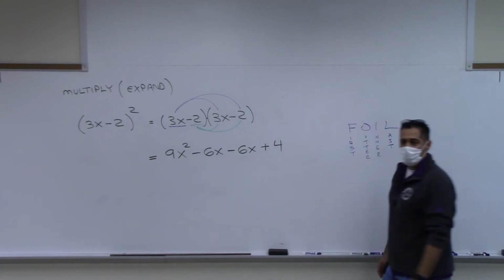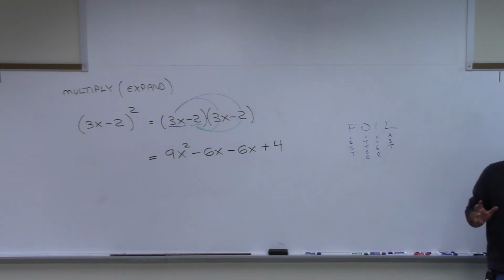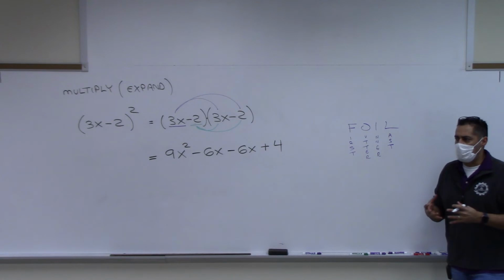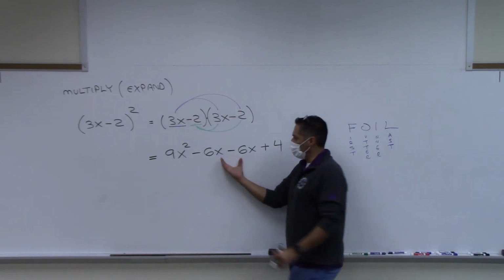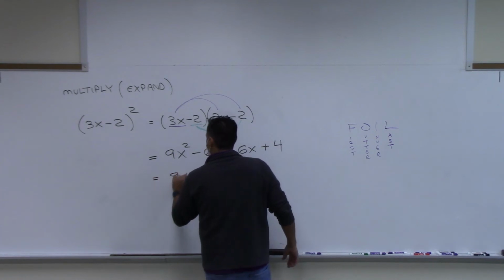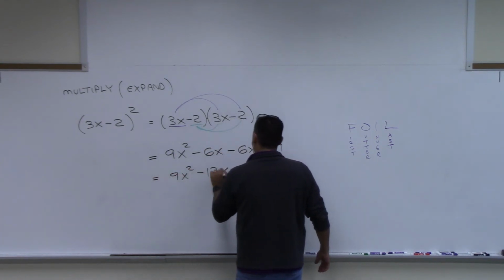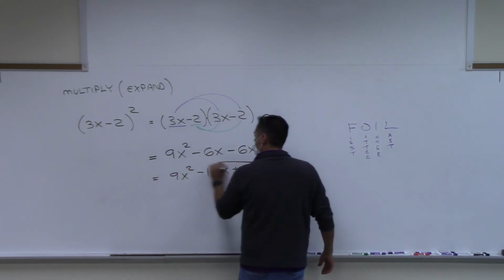Now, once we get here, the only thing you need to concern yourself with is possibly combining like terms, if you have them, which in this case we do, right? These two are like terms. So this becomes 9x squared minus 12x plus 4.